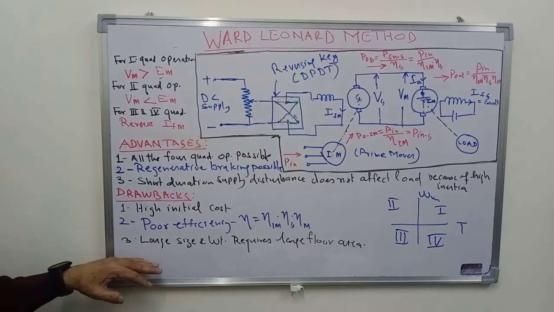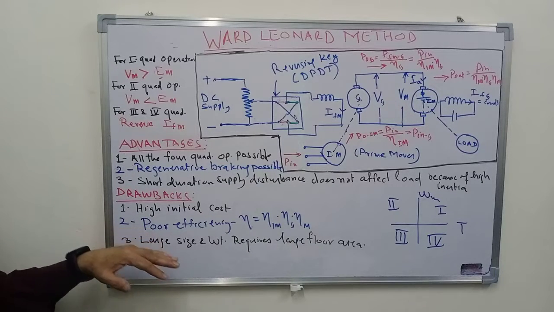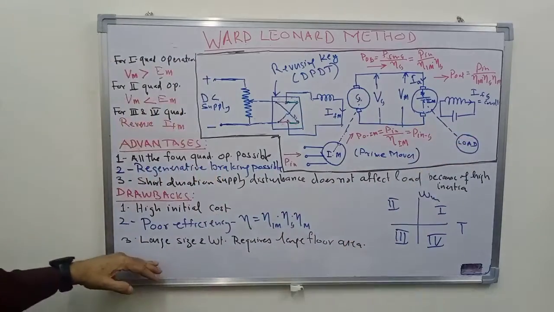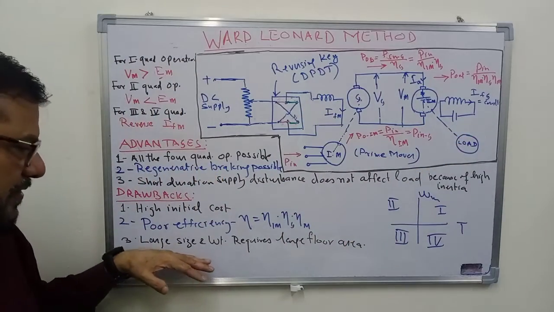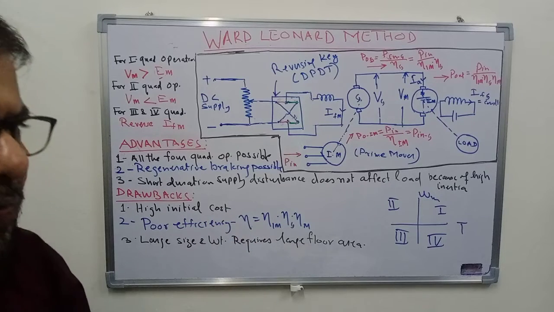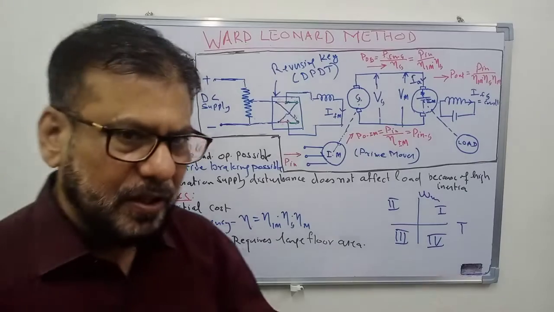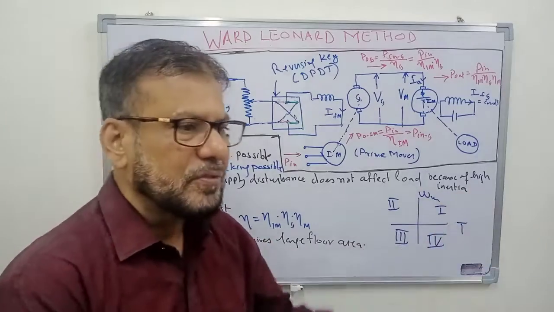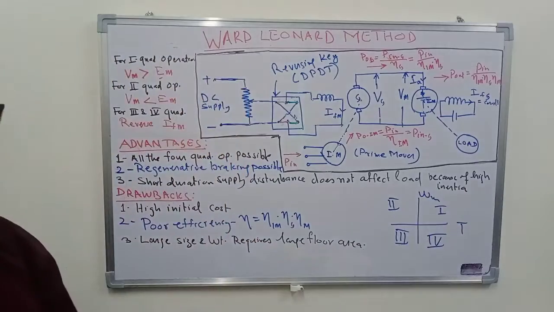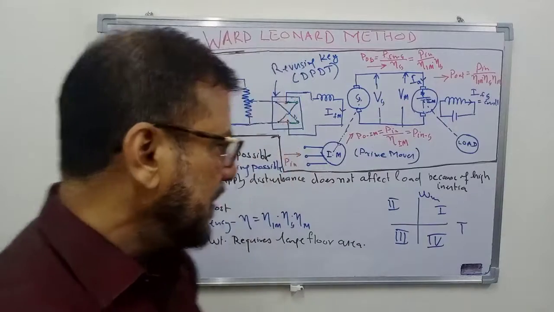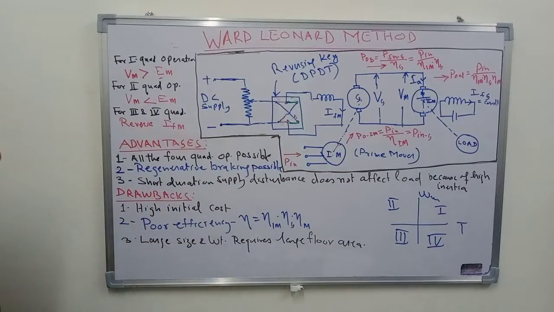Third drawback here is, because there are three machines of identical sizes, it will be a large size and weight, and it will require more floor area. One machine is installed here, two additional machines will be installed at the same site, so the floor area requirement will be triple the original motor. So these are the drawbacks of this method.